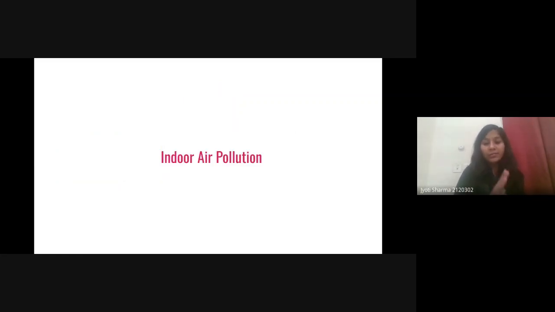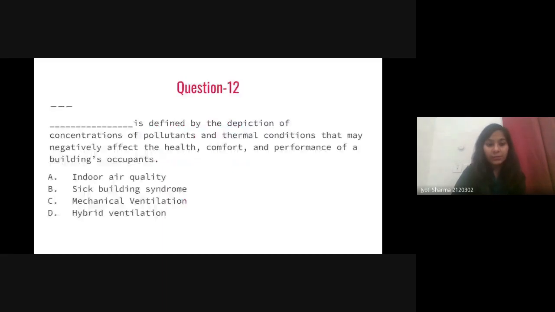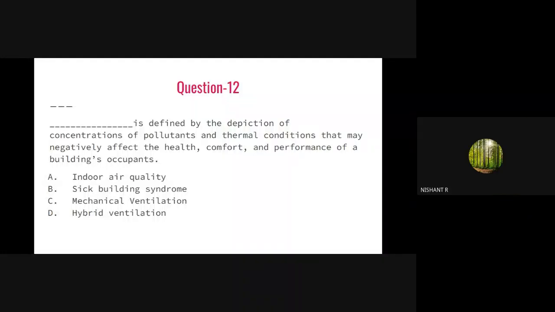Okay, so now receptor modeling has been completed. Now we have 30 minutes to discuss indoor air pollution. So let's talk about this. Here is the definition of something. So dash is defined by depiction of concentration of pollutant and the thermal condition that may negatively affect the health, comfort, and the performance of a building's occupants. So indoor air quality.